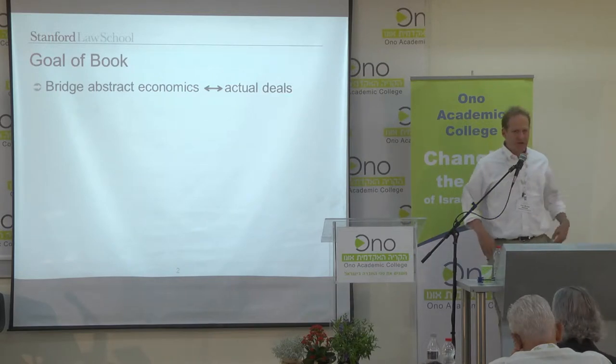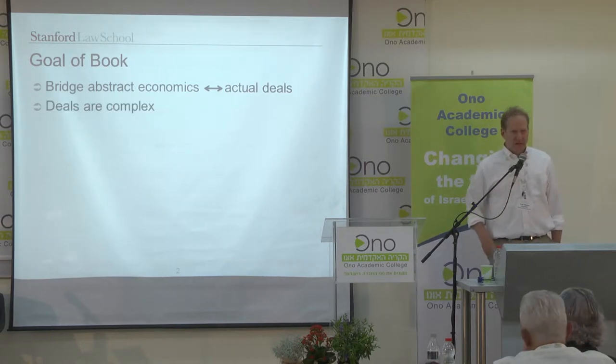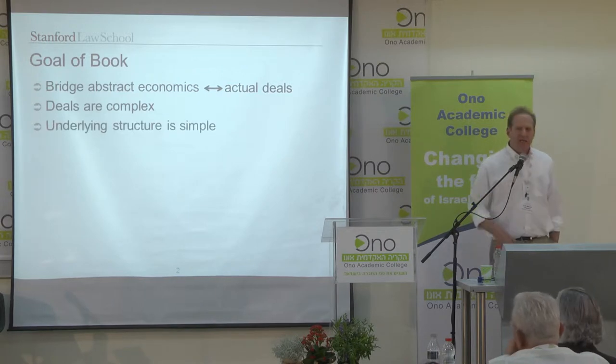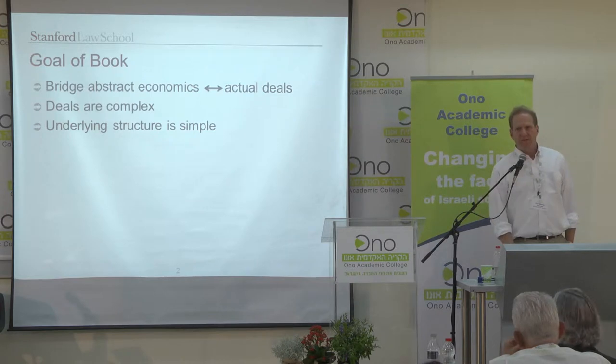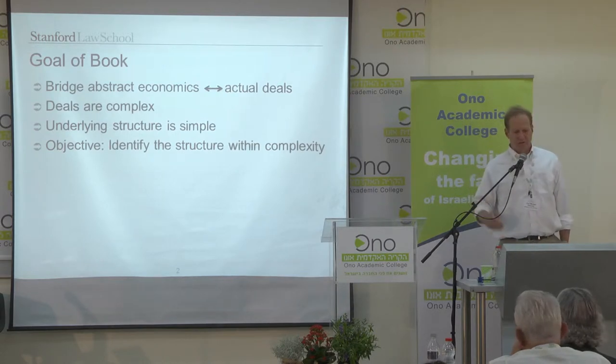So the goal of the book, and I'm addressing this to both practitioners and to people who teach corporate law and students who study corporate law as well, is to bridge the abstract economic theory of contracts, which, as some of you may know, some of you may not know, is a very theoretical, mathematical literature in economics, with actual deals. And by actual deals, I mean deals that have stacks of documents this high. I want to integrate them in a way so that the complexity is made clear by virtue of the simplicity of the underlying economics. So the objective is to identify the structure within the complexity.